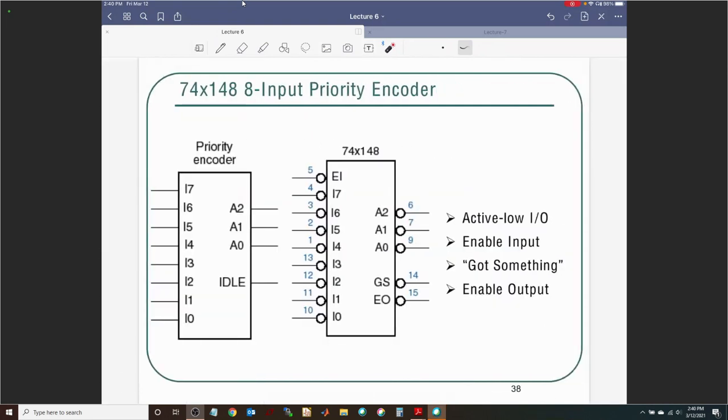Now let's take a look at the 74X148 chip. On the left, we have the priority encoder from the previous slide. We are changing a few things to get the standard chip version, which is the 74X148. We have one active low enable. So that's your active low enable here. Active low enable, only one of them. Then we have 8 active low inputs. And the numbering scheme gives the significance. And then we have 3 active low outputs.